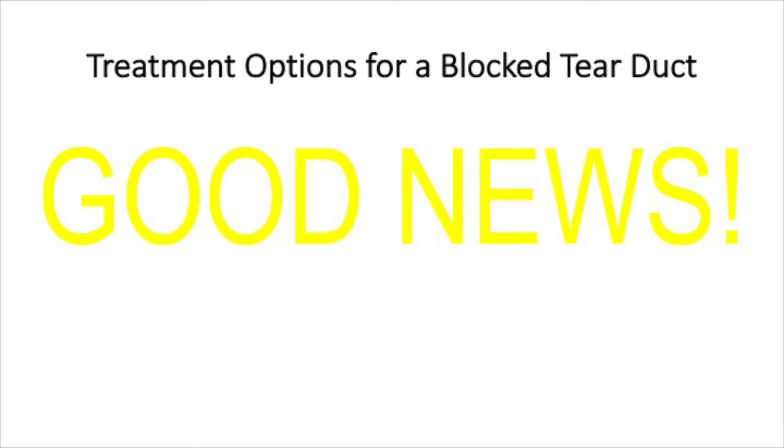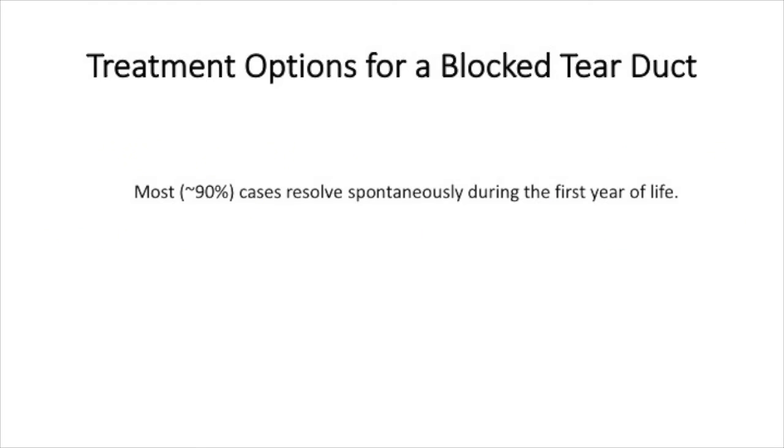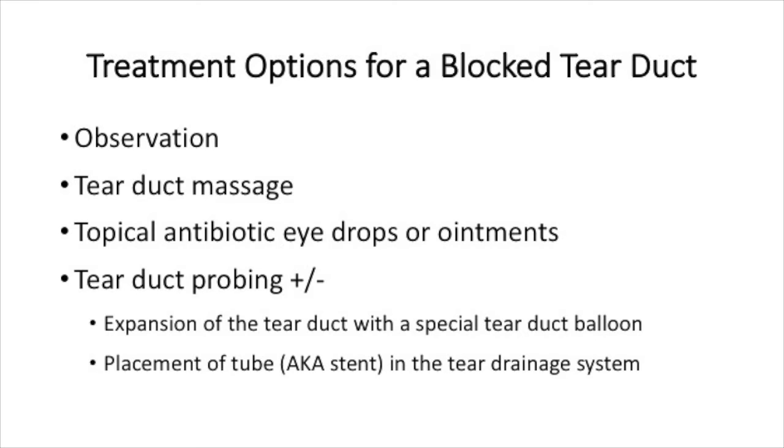While tear duct obstruction is common, the good news is that the treatment options for a blocked tear duct tend to be highly successful. Over 90% of cases of tear duct obstruction go away during the first year of life with observation or with treatments you can do at home. Treatments recommended for a blocked tear duct include observation, tear duct massage, antibiotic eye drops or ointments for infections or discharge, tear duct probing with possible expansion of the tear duct with a specialized balloon, and possible placement of a tube, also known as a stent, in the tear drainage system.